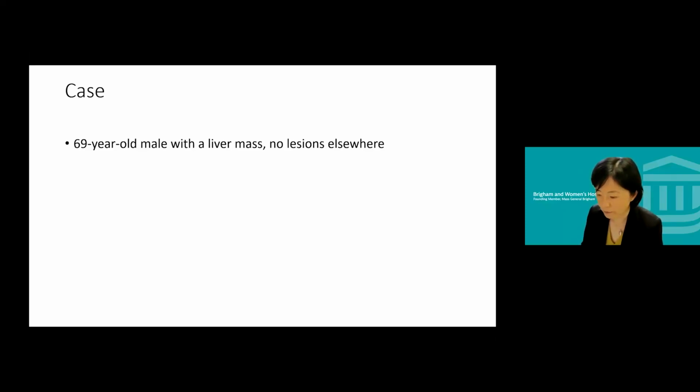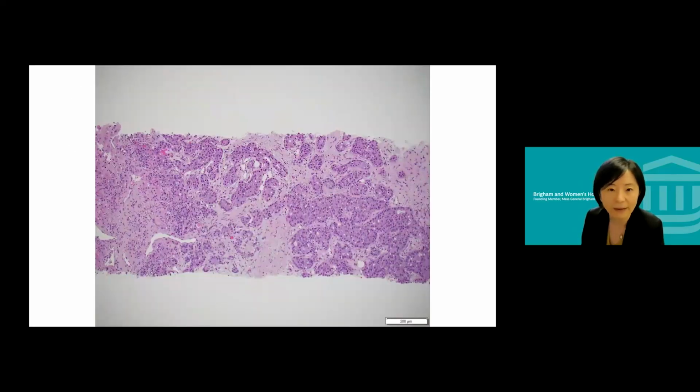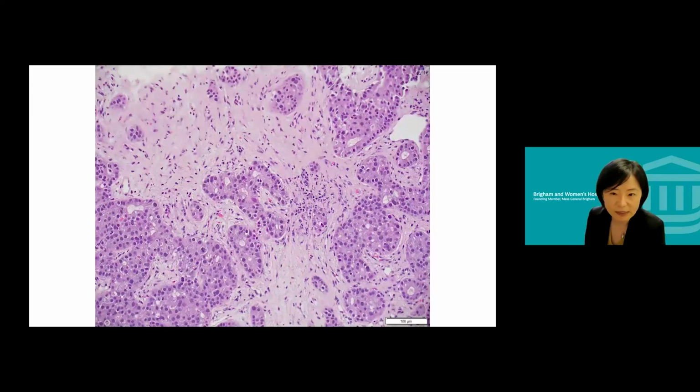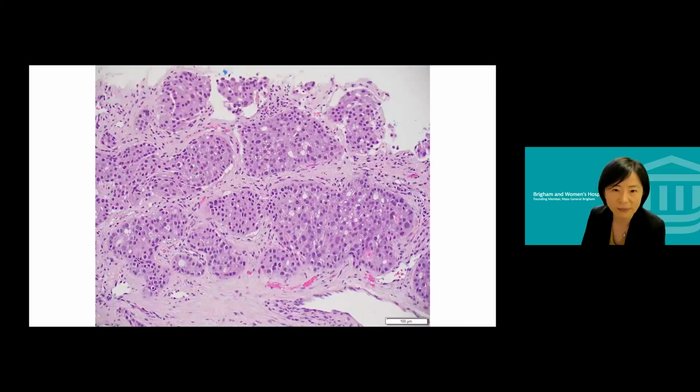So we still have one more case. Well, let's just quickly go over this case. This is a 69-year-old man who had a liver mass. He has no other tumors elsewhere. And the biopsy showed this tumor with a lot of eosinophilic cytoplasm and a more nested appearance. And there are some lumens, but it's unclear whether they are true glands or just spaces within these nests.